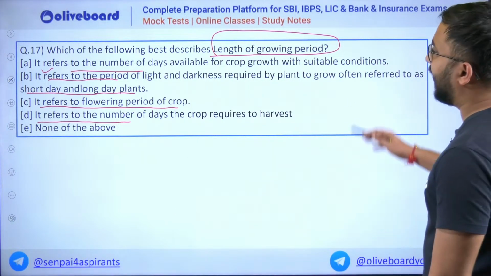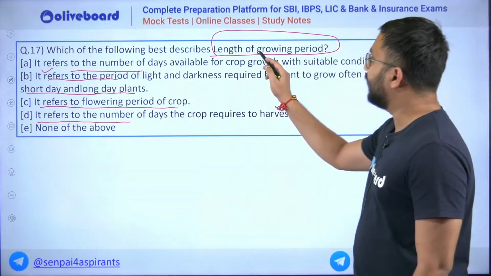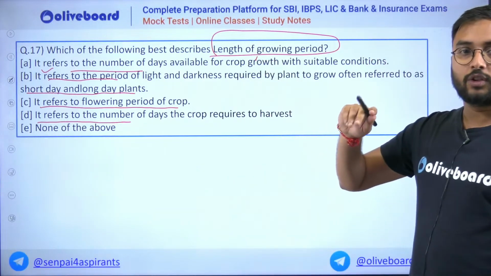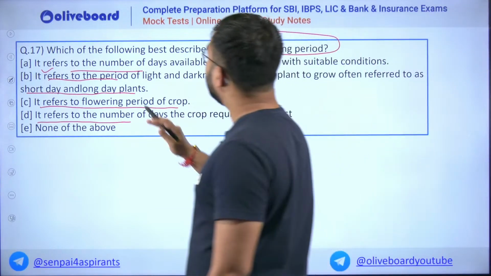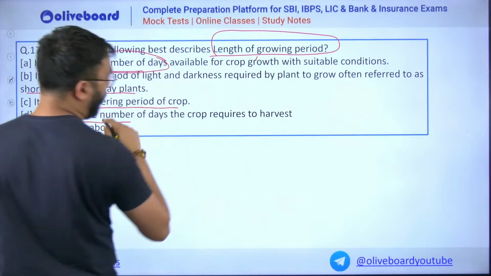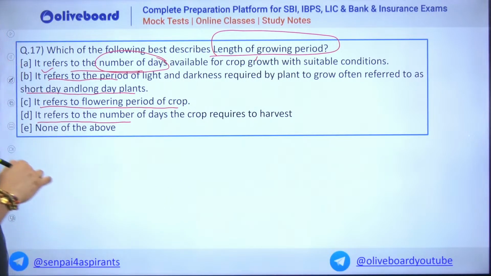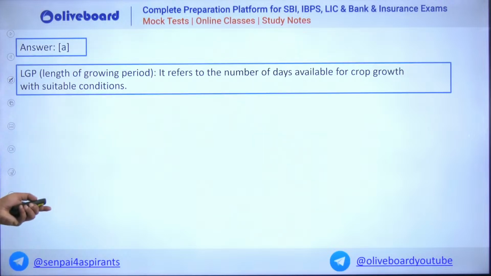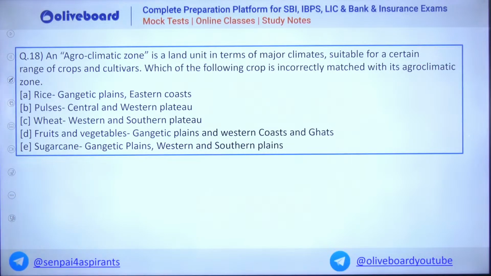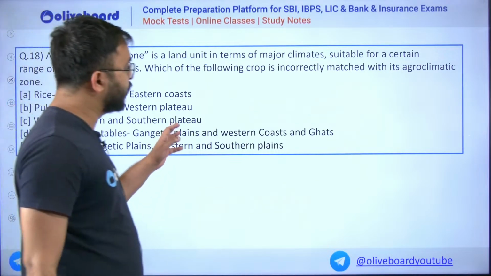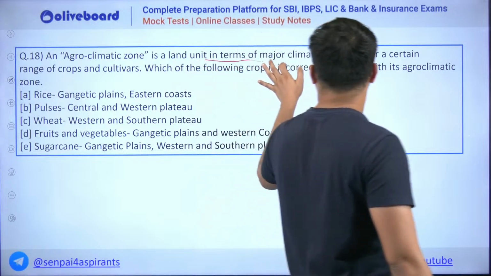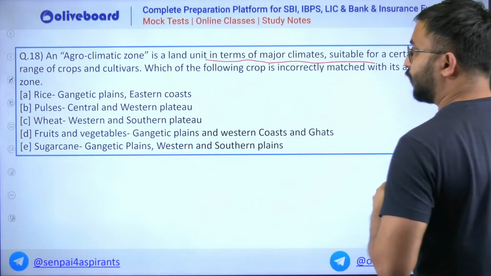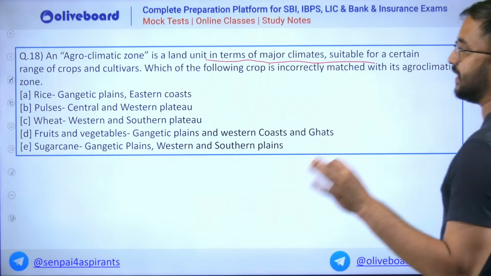Wisdom says B, and that is wrong, guys. Length of growing period is nothing but the total number of days required for a particular crop to grow with its optimum growth in suitable climatic conditions. So A is correct. An agroclimatic zone is a land unit in terms of major climate suitable for a certain range of crops and cultivars.